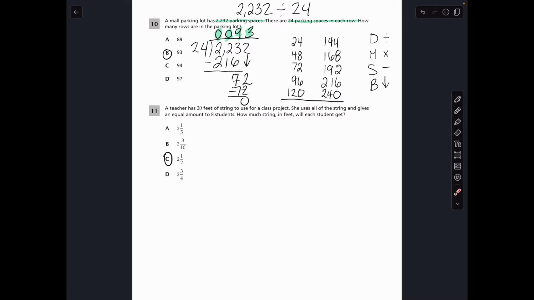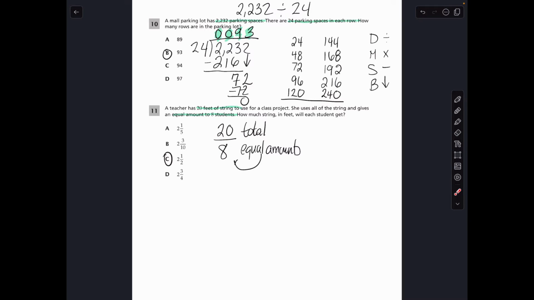Here's the next one. Not so spicy. A teacher has 20 feet of string, and she uses all the string in equal amounts of 8. So this is also a division problem. 20 divided by 8. How do I know? Because 20 is the total, and she puts it into equal amounts of 8. So that's how I know. And you can read the problem from top to bottom: 20 divided by 8. So we have that part in here.